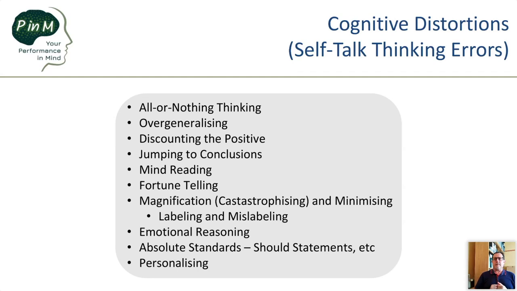Emotional reasoning. Emotional reasoning is, I feel something emotionally, therefore that is how it is. So if I feel something is threatening and anxiety provoking, then it is threatening and anxiety provoking, even though the facts of that circumstance do not support that emotional reasoning.